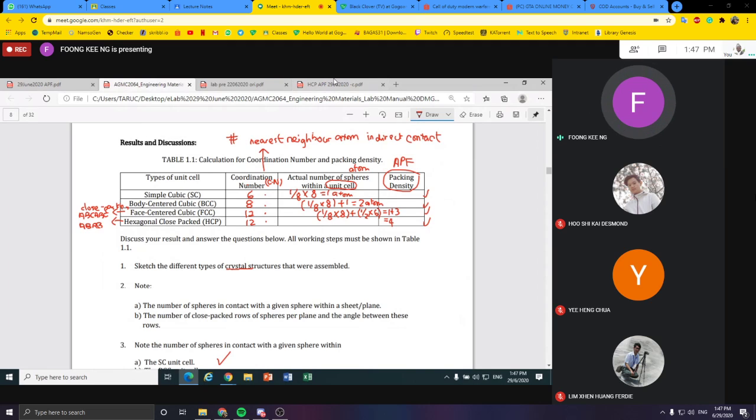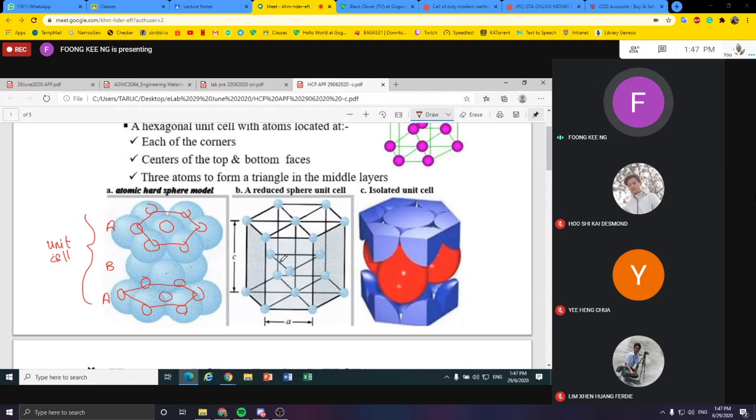If you recall back, these 3 atoms, are they shared by any unit cell? Is it shared by any unit cell? No, it's on its own. So it's going to be 3 at this level.